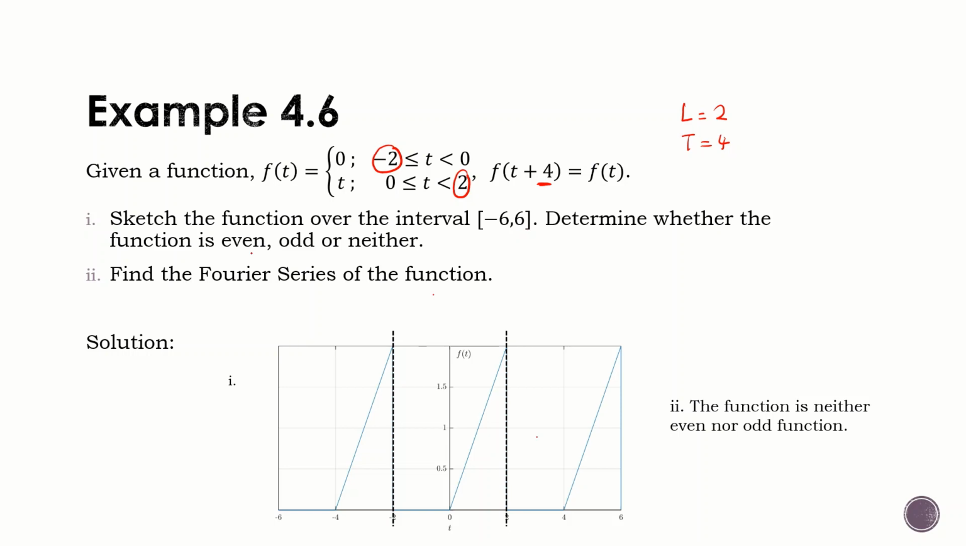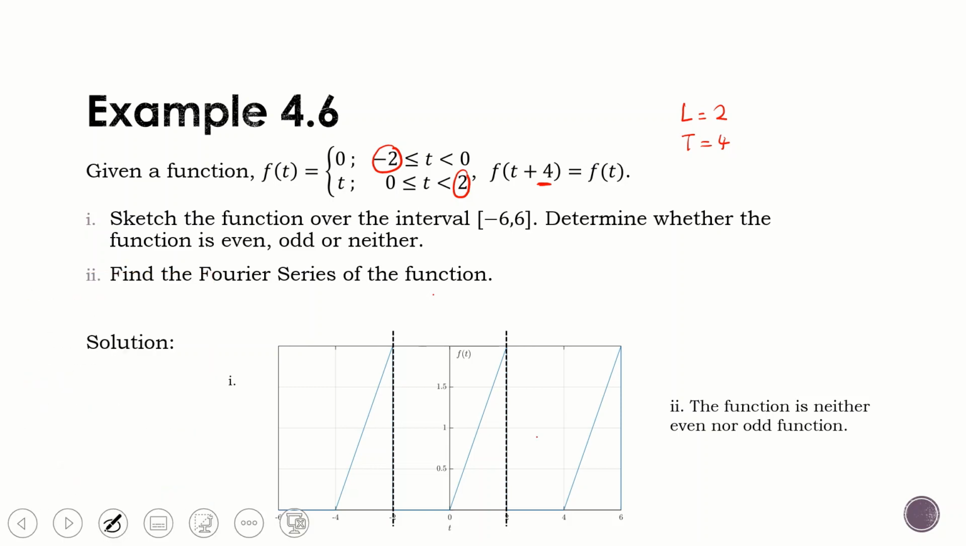Determine whether the function is even, odd, or neither. This is the first step of Fourier series. You have to sketch and determine the type of the function. Okay, the second one is find the Fourier series of the function. Okay, look at the sketch of the function. It's given here. Okay, so let's try to do it ourselves.